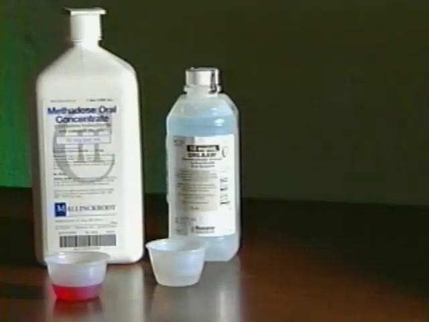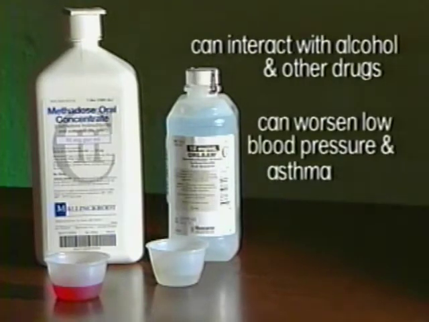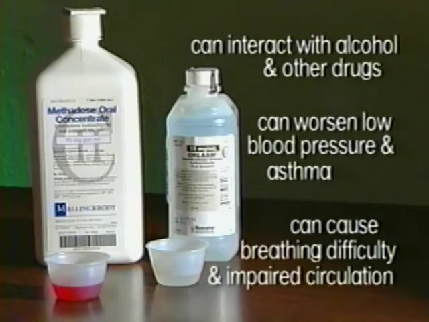Some caution is needed with the use of methadone or LAAM. Both of these medications can interact with tranquilizers, some antidepressants, alcohol, and other drugs. They can worsen low blood pressure and asthma, and they can sometimes cause breathing difficulty and impaired circulation. Less serious, but still uncomfortable methadone side effects can also include dizziness, vomiting, and sweating, while LAAM can cause flu-like symptoms, diarrhea, and muscle aches.